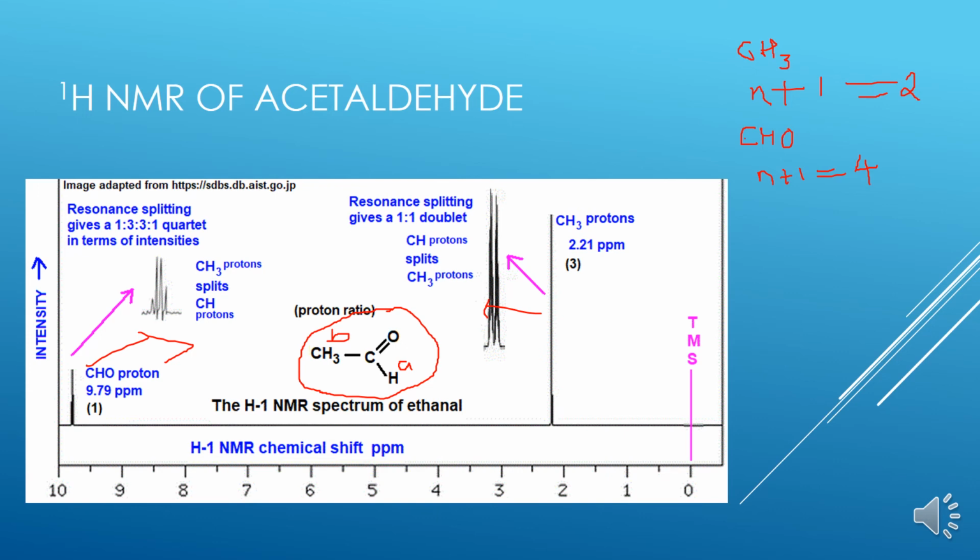Again, the intensity ratio for the CH3 protons, which split into a doublet, is 1 is to 1. This ratio is calculated based on Pascal's triangle, as I discussed in the earlier presentations. As far as the aldehyde proton is concerned, there will be 4 peaks, distributed as 1 is to 3 is to 3 is to 1. The splitting gives a 1:3:3:1 quartet in terms of intensity.